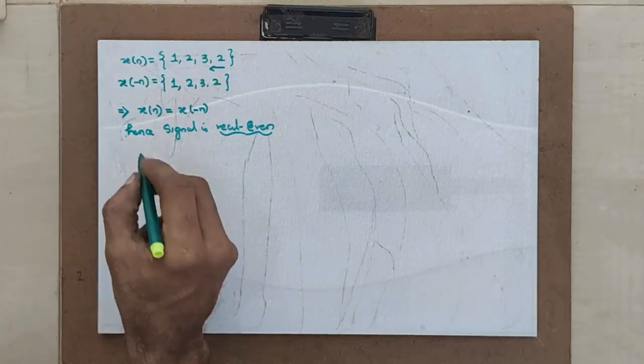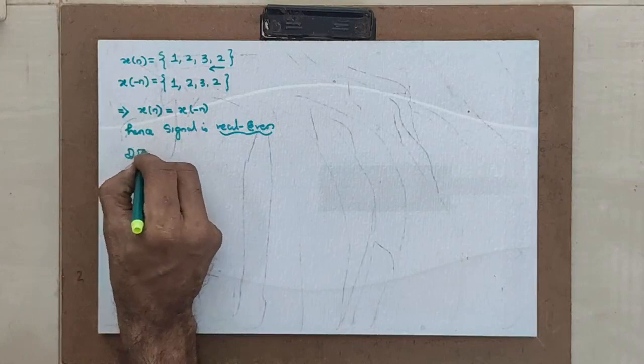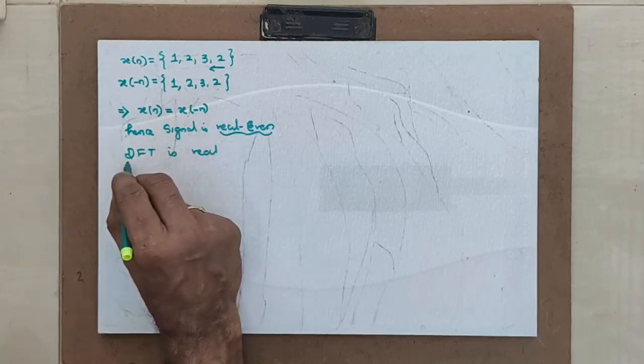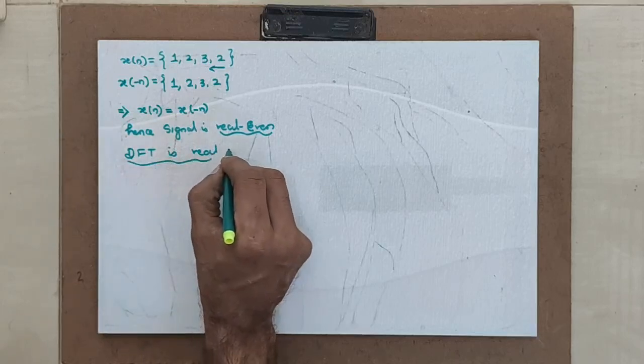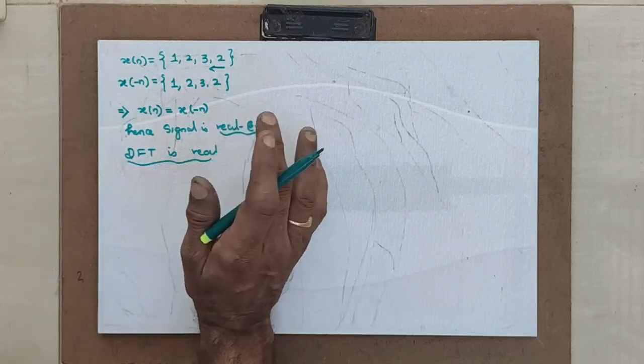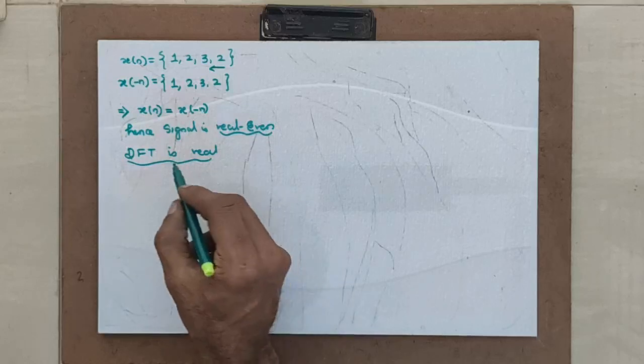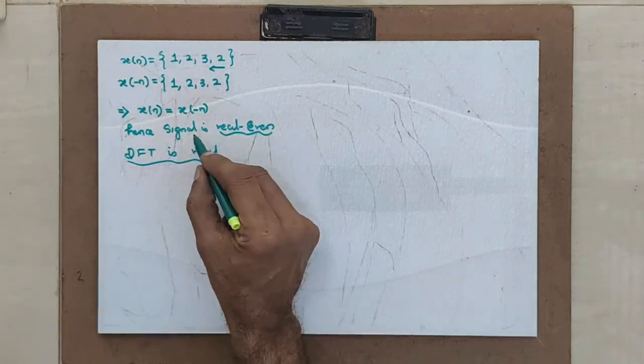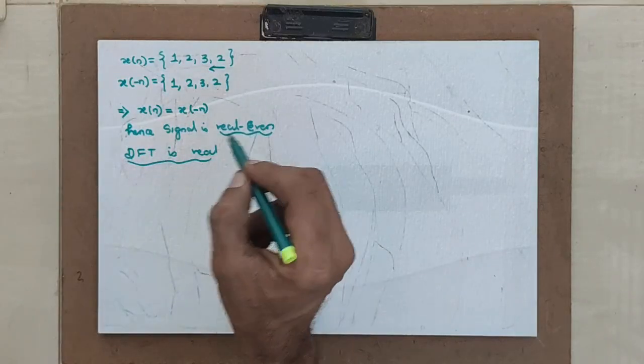Now, without calculating the DFT, this signal's DFT is purely real. That means there are no imaginary terms when you find out the DFT of this signal, because the given signal x of n is real and even.